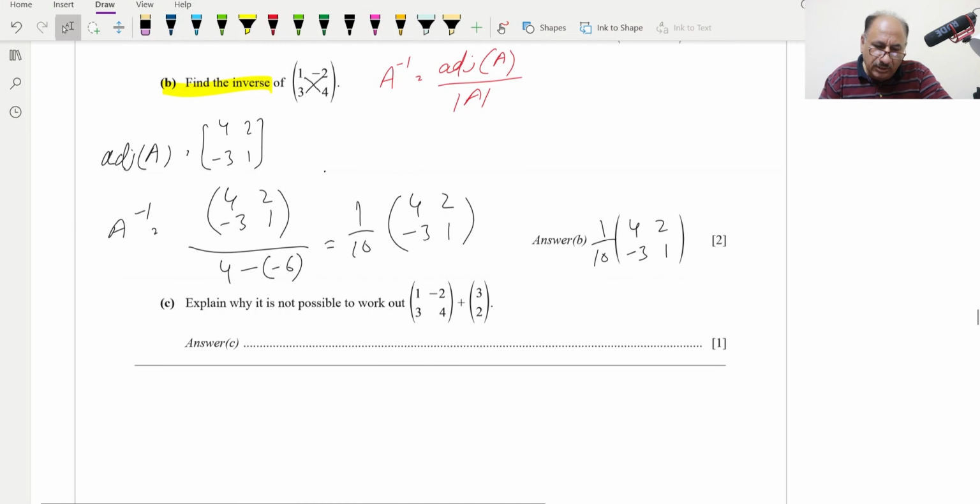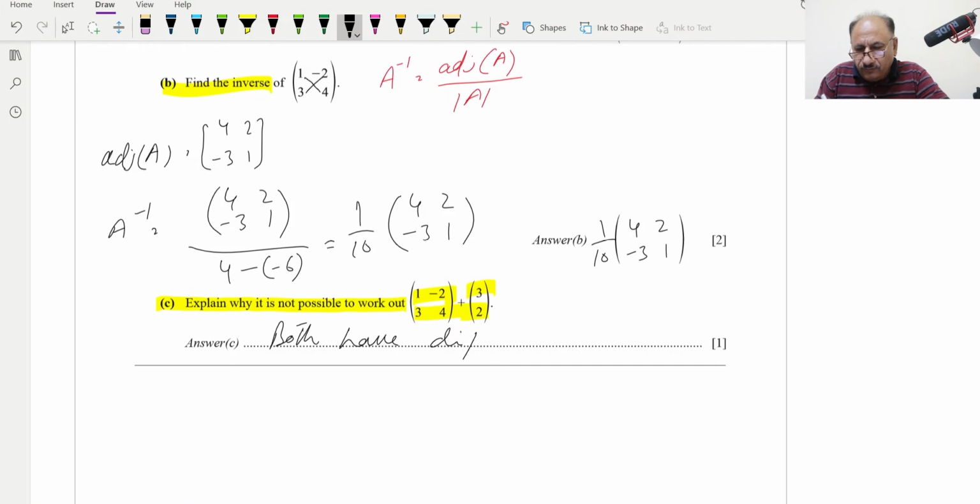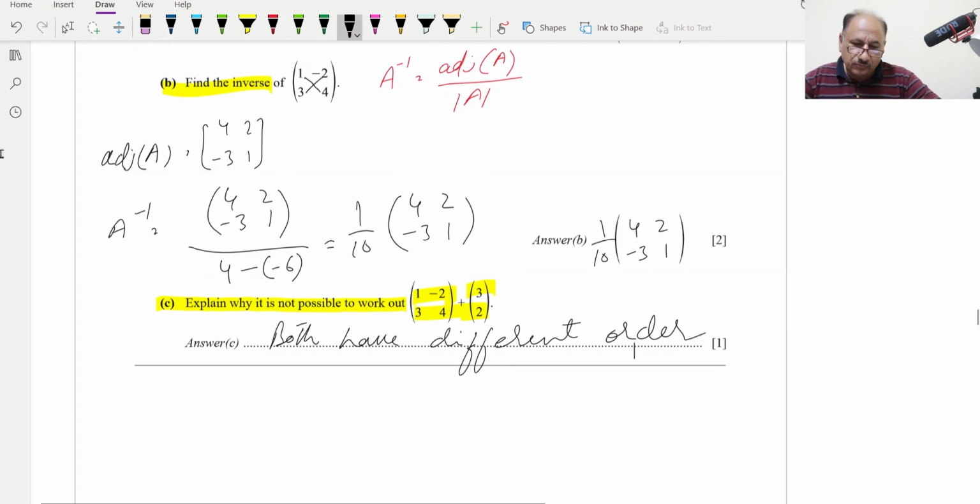Now this is a point which they have asked in question C, part C. Explain why it is not possible to work out. Addition of matrices is possible only if they have the same order. Same order means rows cross columns. So this will not be the same order. We will write here that both have different order. So this will be our answer.